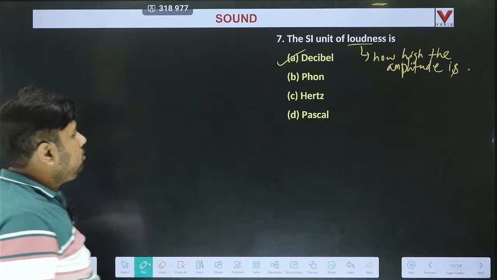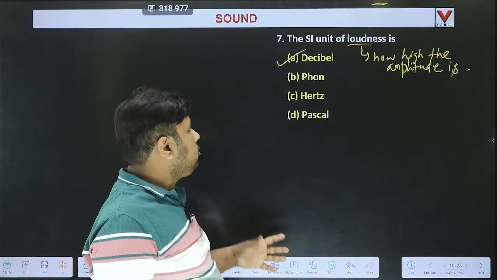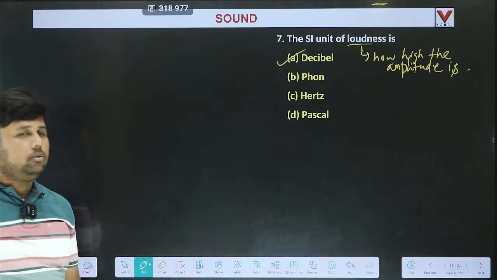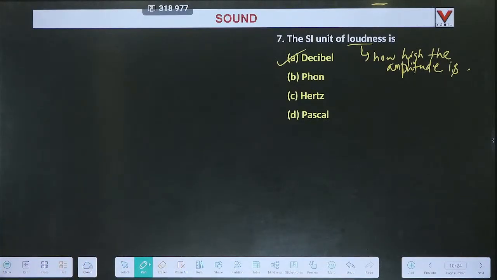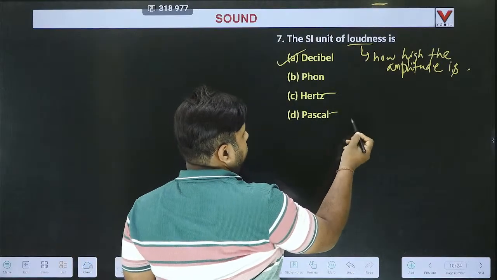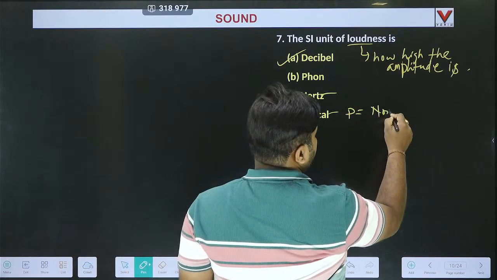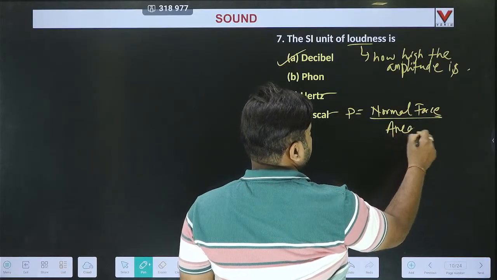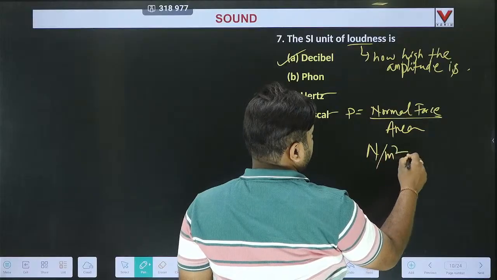Phone is a unit to measure the loudness, not the SI unit. So we have two units here. One is phone, another is decibel. So decibel is the SI unit. Hertz is frequency. Pascal is for pressure. Pressure is normal force on unit area. This is Newton per meter square or Pascal.